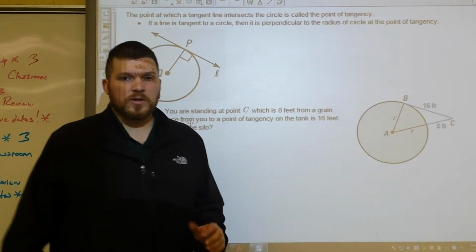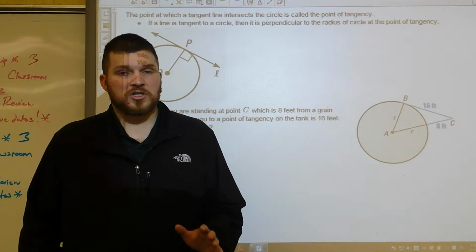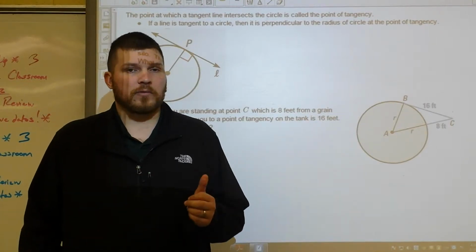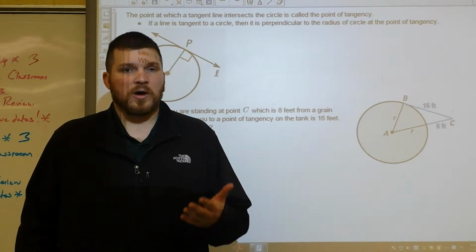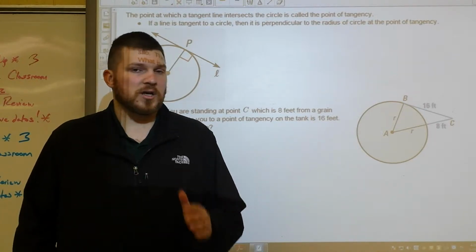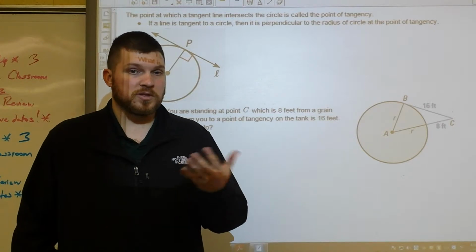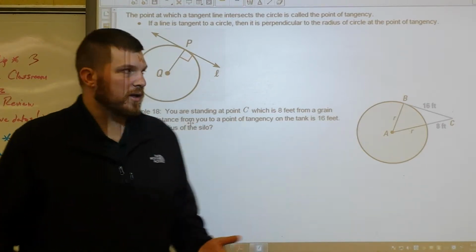If you don't understand what the chord, secant, and tangent are, I suggest you hit pause right now, go back and rewatch those videos that I just did about the definitions, or ask some questions in class, okay? Because you got to know those definitions to be able to use these rules. Otherwise, you're just going to be lost. And I don't want that to happen.